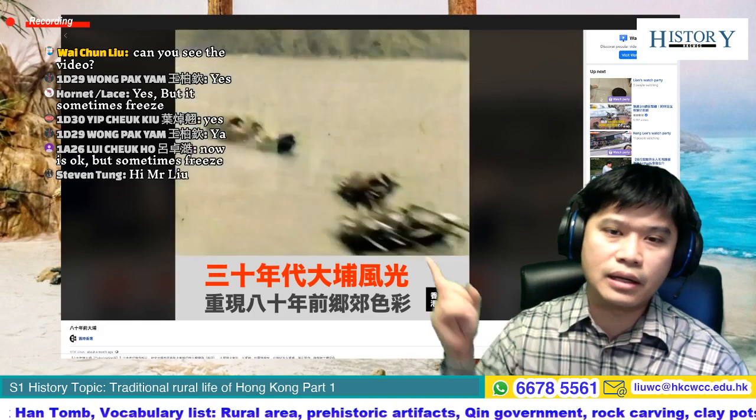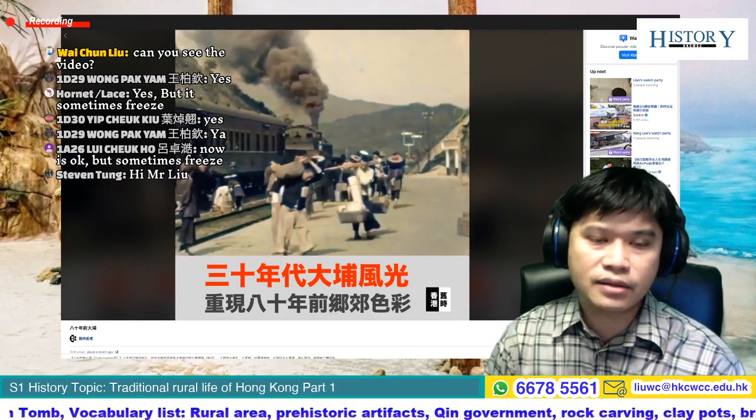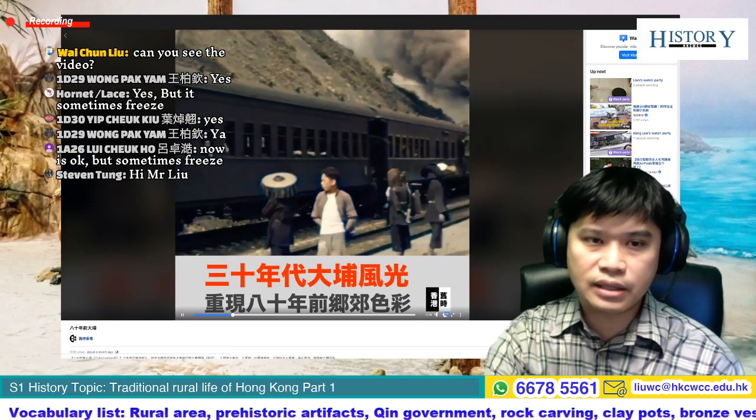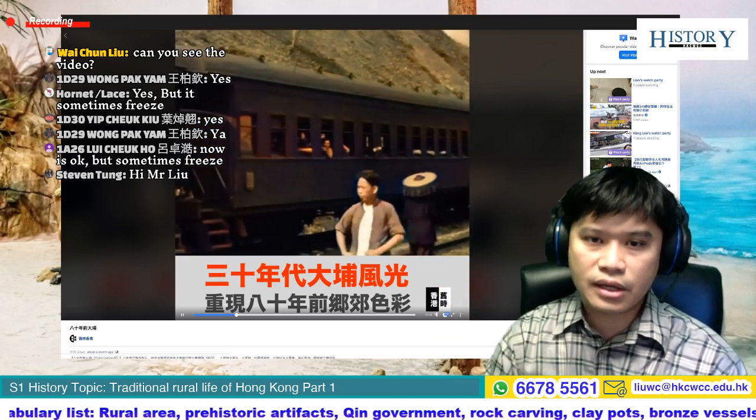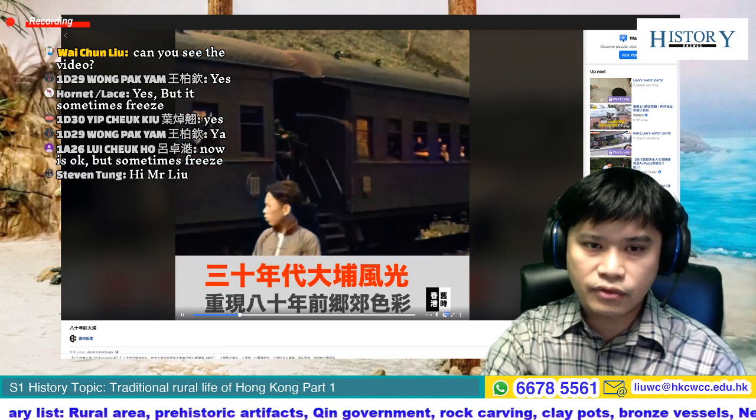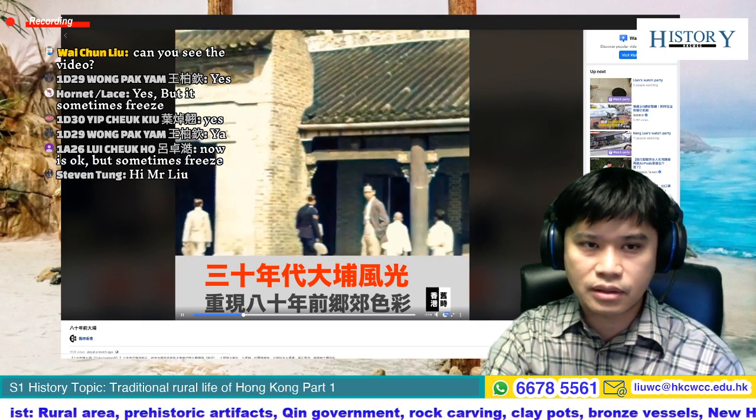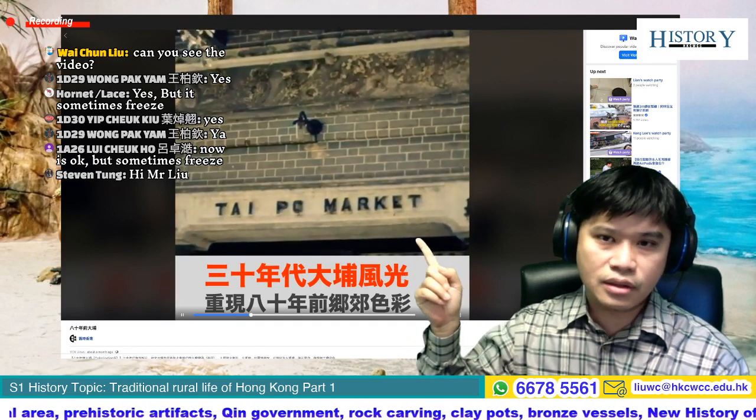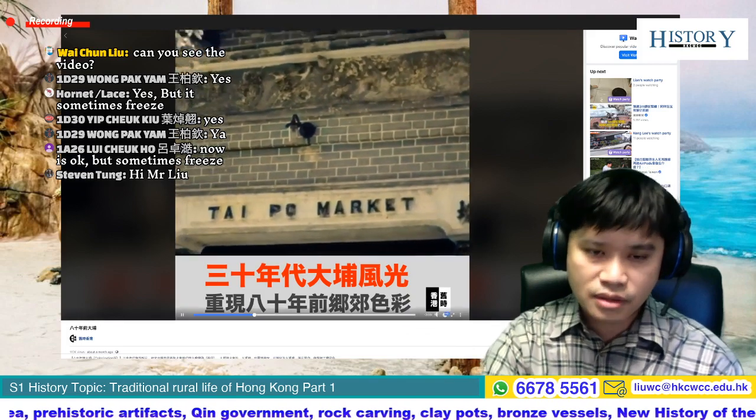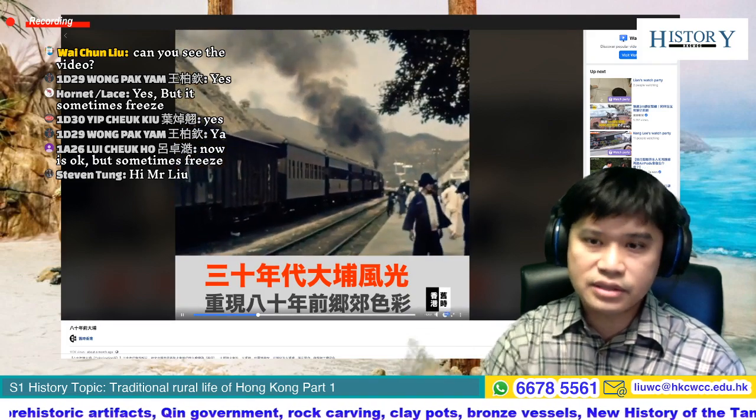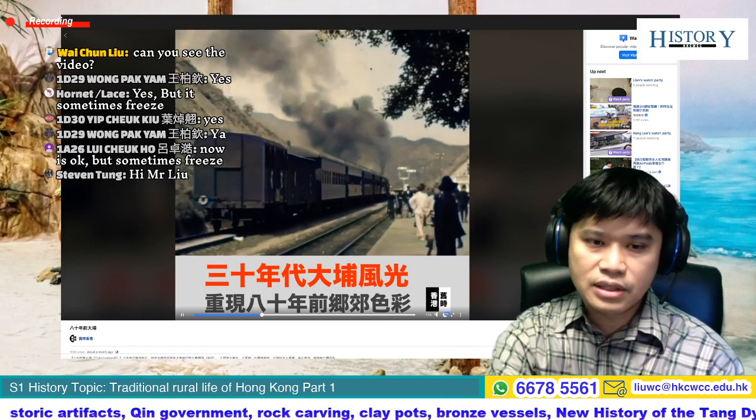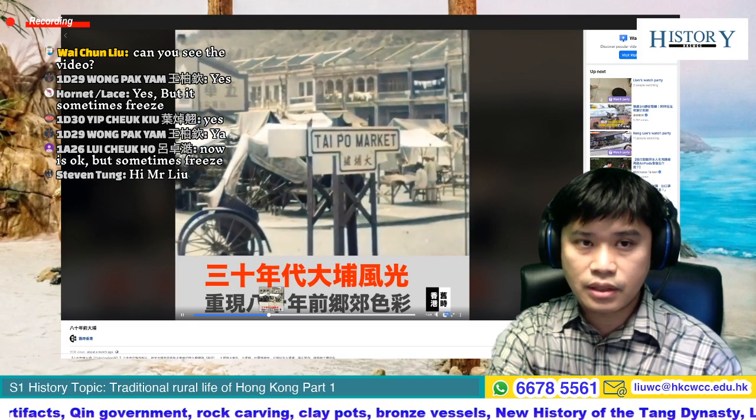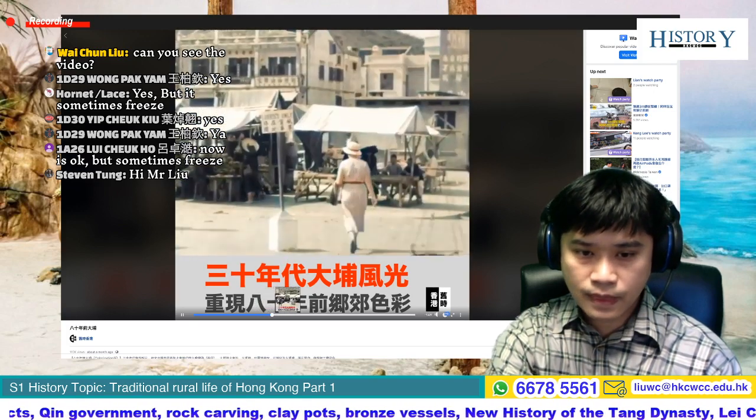For example, here that would be the harbor. I expect that could be the Tolo Harbor. And you can see that is the train used 80 years ago. And of course, you can see the clothing of the people. And this one is the train station, Tai Po Market train station. And you can still see old Chinese style buildings or architecture. So that would be the Tai Po Market.